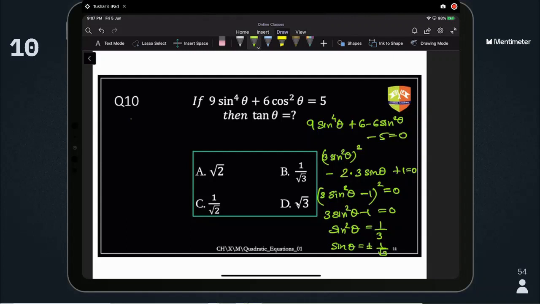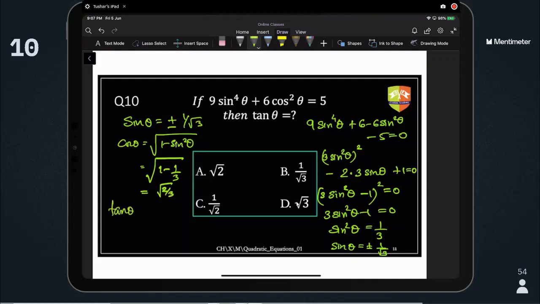Sine theta, what did we find out? Sine theta is plus minus 1 upon root 3. Now cos theta will be under root 1 minus sine square theta, which is 1 minus 1 by 3, which is root 2 by 3, correct? So tan theta is sine by cos. So 1 by root 3 divided by root 2 by root 3. So 1 by root 2. Right? Clear? No problem?